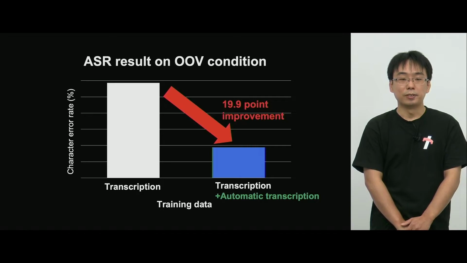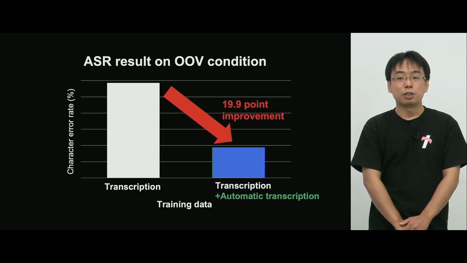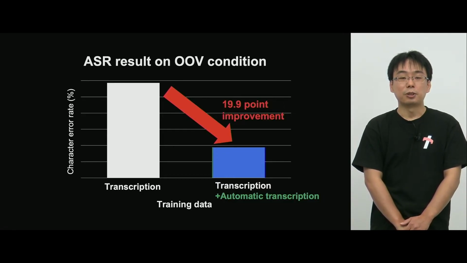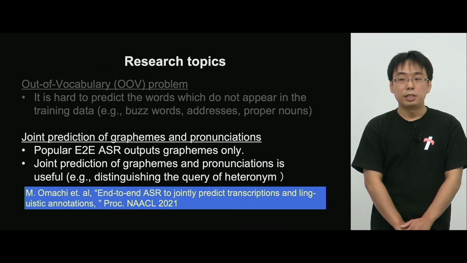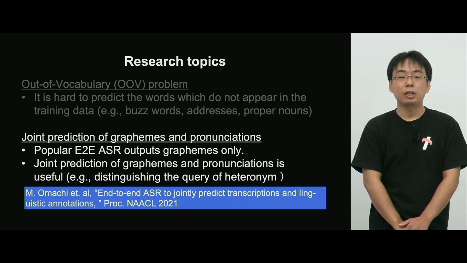This diagram indicates the speech recognition result of unknown words. The vertical axis is the error rate of ASR, and the lower it gets, the better the performance. As for transcription, adding the DNN HMM speech recognition result improves the speech recognition error rate by 19.9 points. Next, I'd like to talk about the issue where reading cannot be inferred.